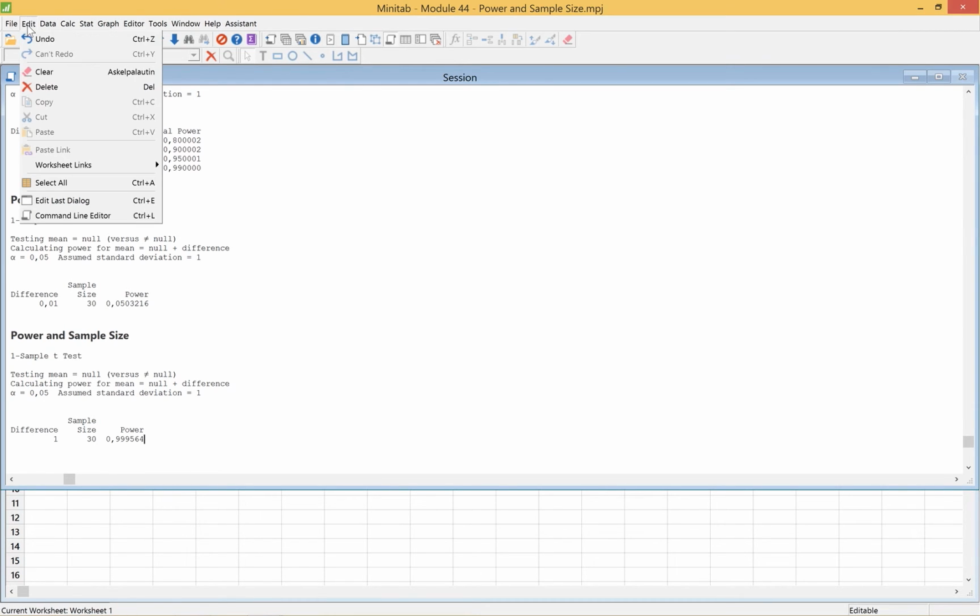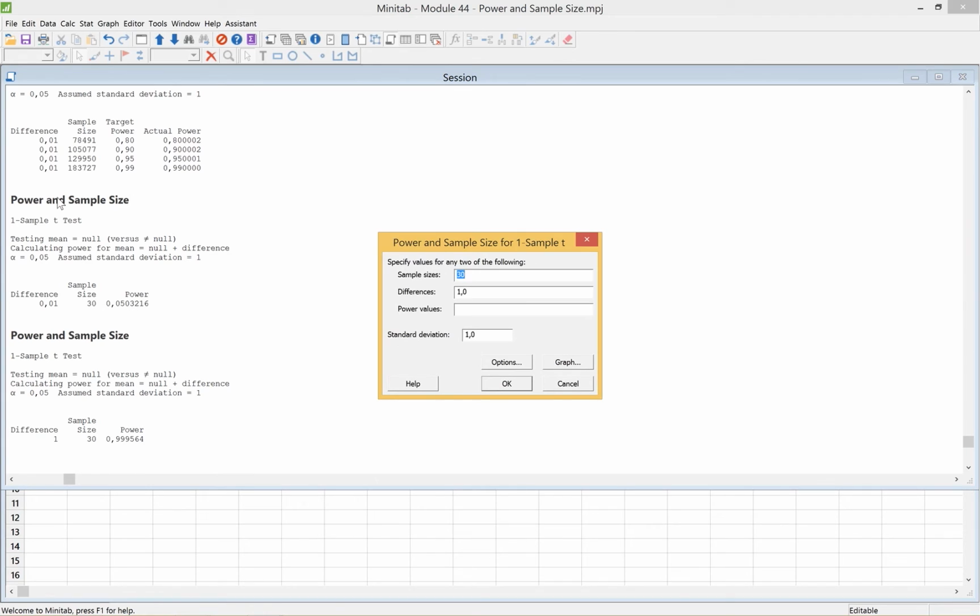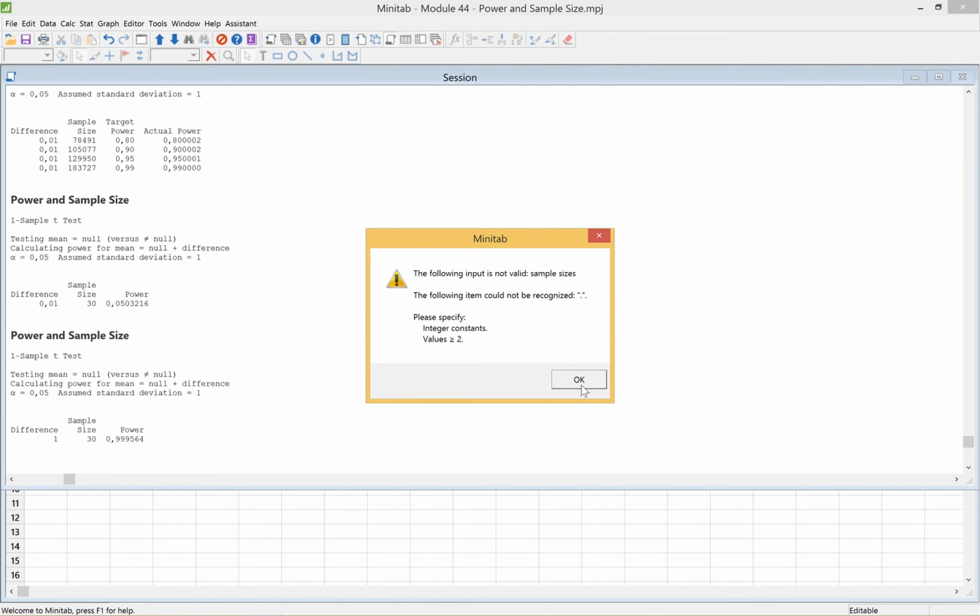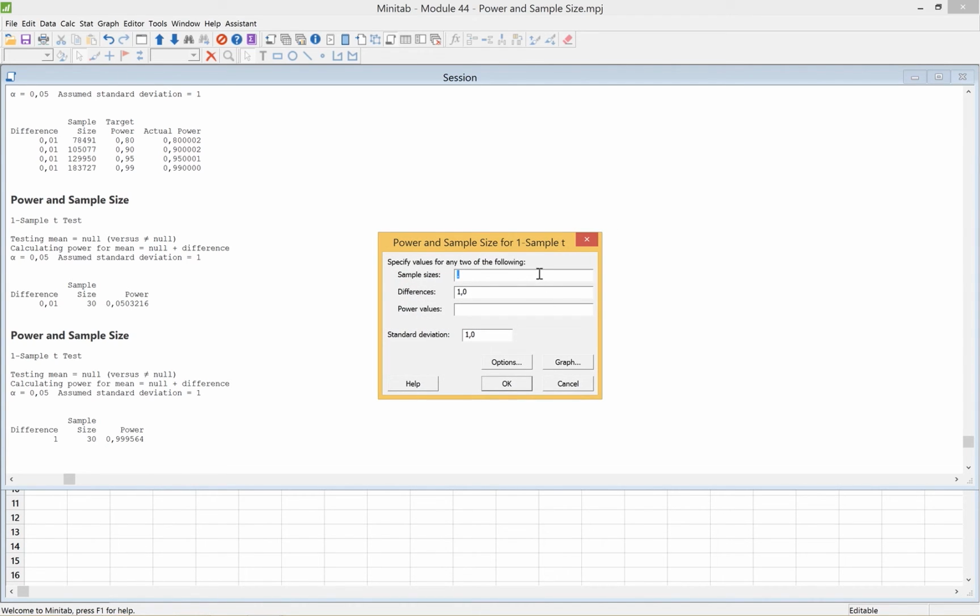But let's edit this last dialog box one more time. And let's ask another question. We say 30 is an interesting answer. What happens if I say I want to have this 0.99 power value, oops, excuse me. Yeah, I'm glad I messed that up because I don't want you to edit this out of the video.